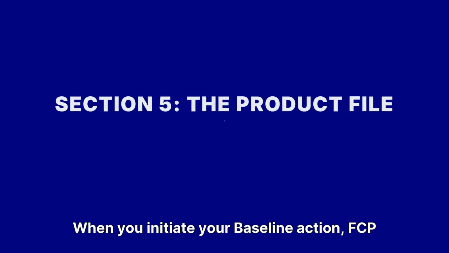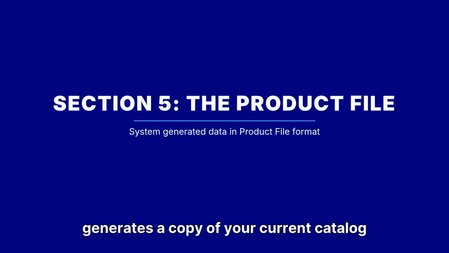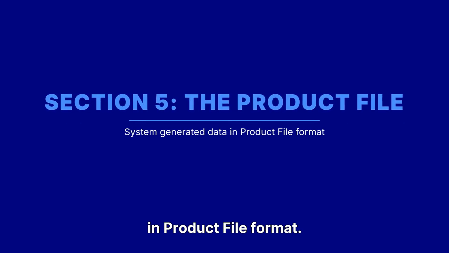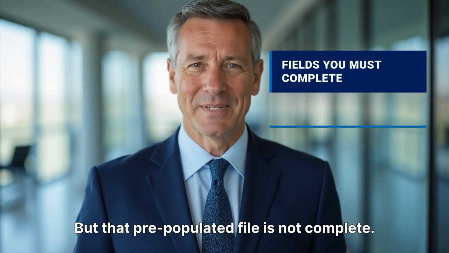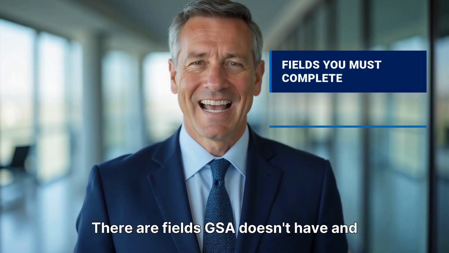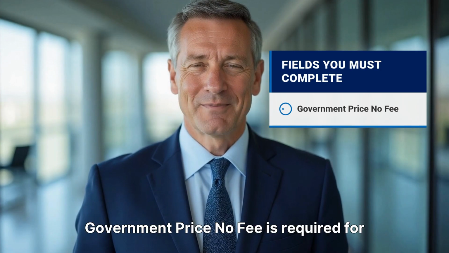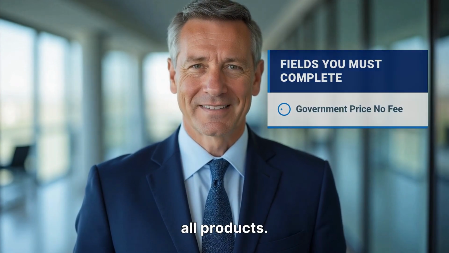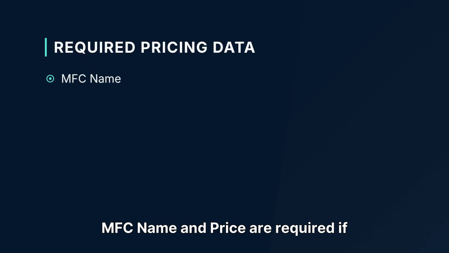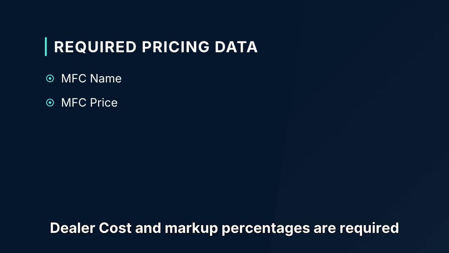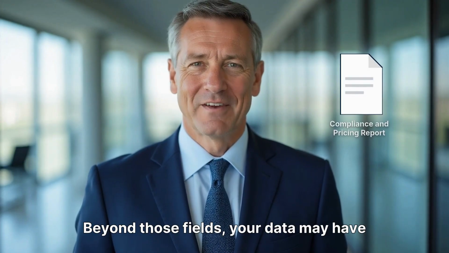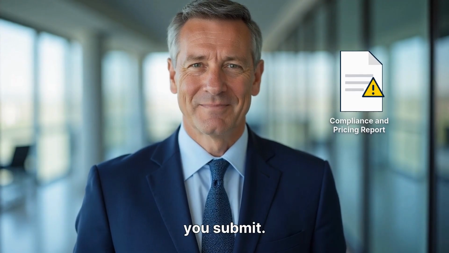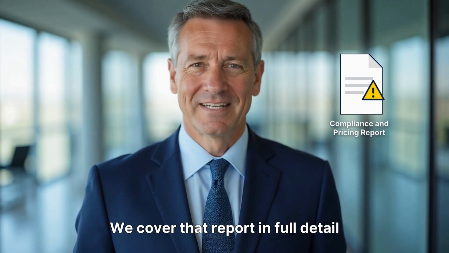When you initiate your baseline action, FCP generates a copy of your current catalog in product file format. That's your starting point. But that pre-populated file is not complete. There are fields GSA doesn't have and cannot generate for you. Government price no fee is required for all products. MFC name and price are required if you're not a TDR vendor. Dealer cost and markup percentages are required if your pricing is markup based. Beyond those fields, your data may have compliance issues the system will flag once you submit. We cover that report in full detail in part 3.